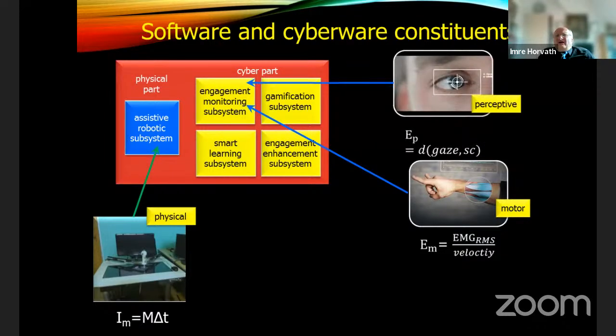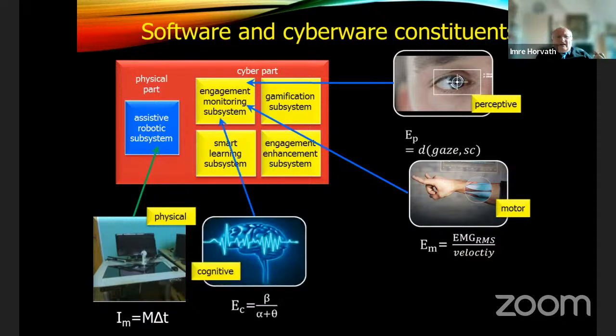In addition to that, we had the gaze observation. This is the perceptive part. So we monitored the eye of the patient, if they are really paying attention to the things they were supposed to do. Then we also measure the cognitive reactions. We also use brain-computer interface, and we express it formally.